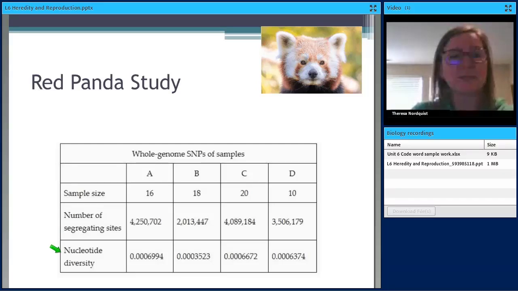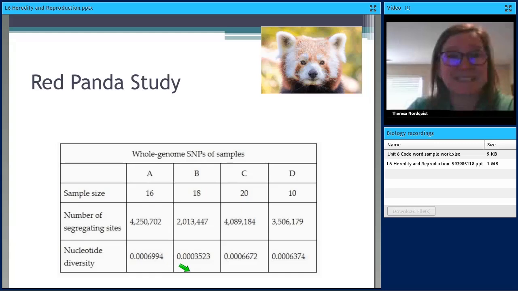And then it reports nucleotide diversity. If you look at these numbers, you see that A, C, and D, their numbers are very similar, where B, which is a smaller number, almost half the size, is very different. The lesson goes on to say that they use this information to determine that there are different species of red pandas, which is true. You can do that by looking at genetic diversity.